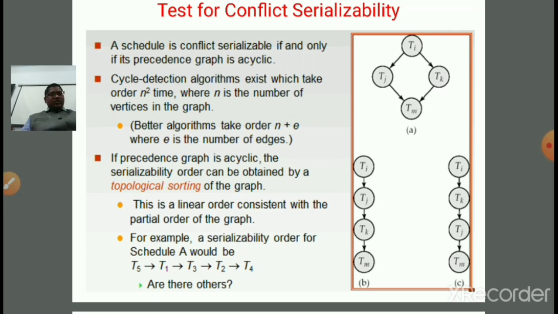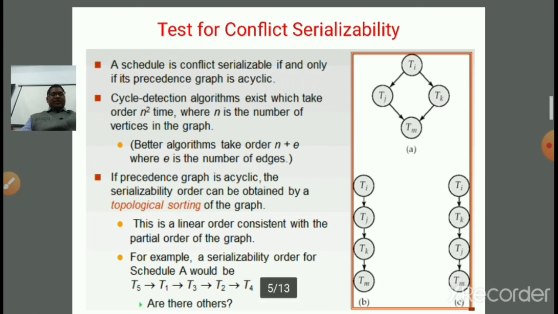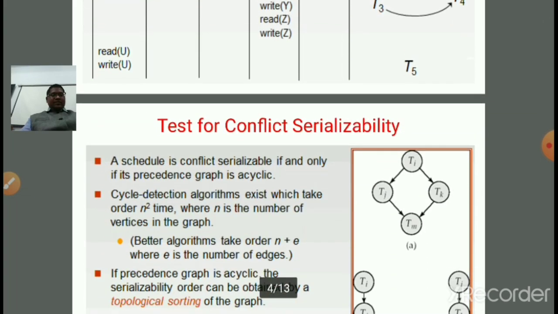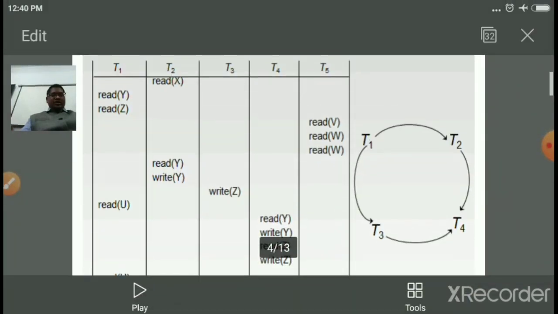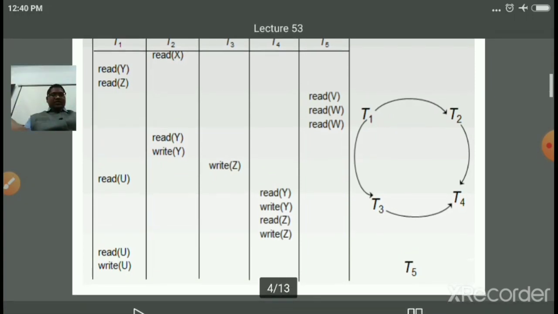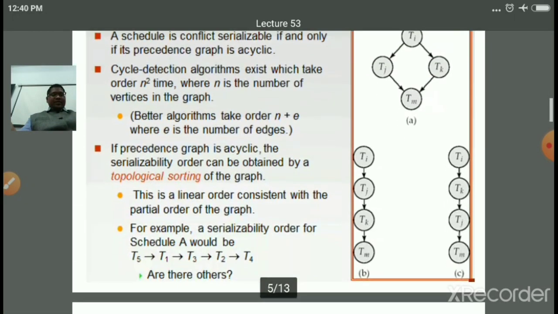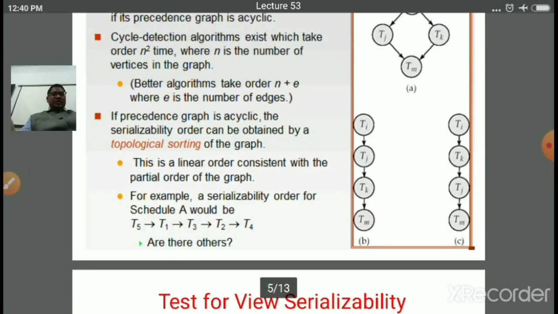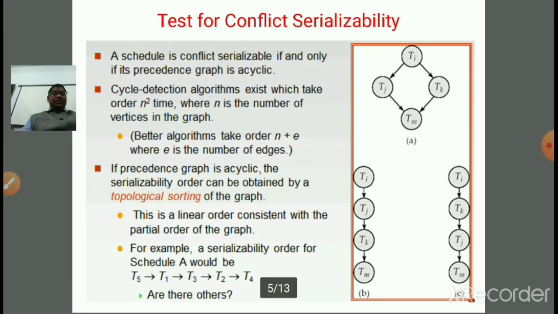How to get this? This is a linear order consistent with the partial order of the graph. Example, suppose a serializability order for schedule A would be T5, then T1, then T3, then T2 and then T4. So in this manner, there may be some other possible orders also.